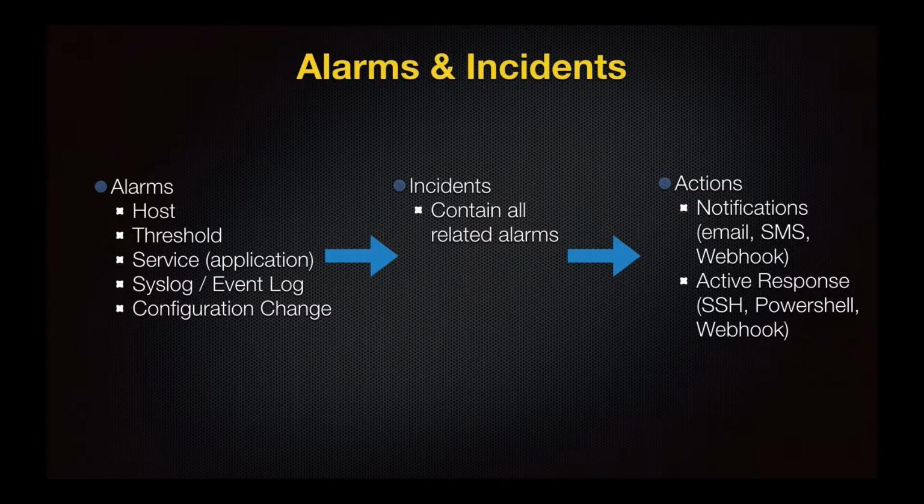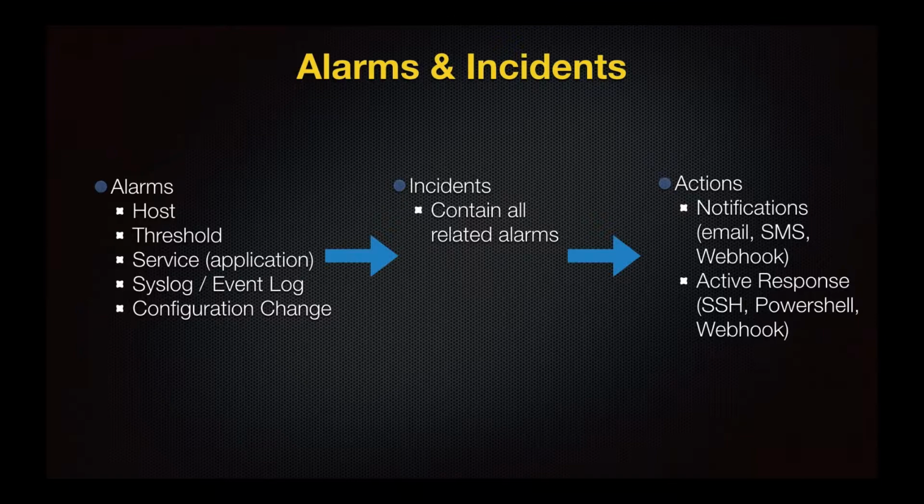It can also be active response. An active response is where we actually take an action against the primary alarm system, like running an SSH script or running a PowerShell script against that system to actually do something. Active response can also be webhook. So for example, if it's a cloud-hosted system, I might send a webhook to the API that forces that system to reboot as part of that active response.